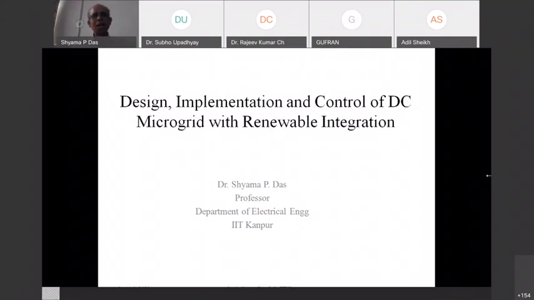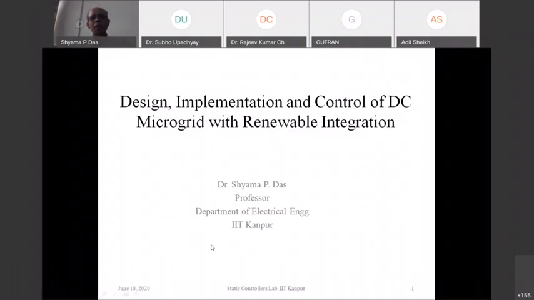So my presentation will be a little bit technical in the sense that we have designed and implemented the miniature microgrid in the laboratory. We have also controlled the microgrid in the laboratory environment and got the experimental result.